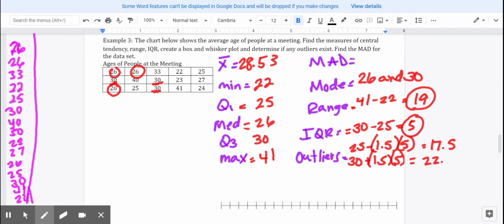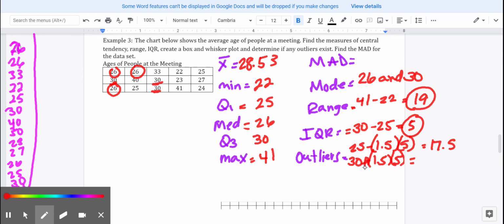We find the upper fence to be 22.5. So what this means is I'm looking for any number in our data set that is greater, and that's not correct because that's going to be lower than my Q3. So I used a subtraction sign in my calculator. Be careful not to do that.